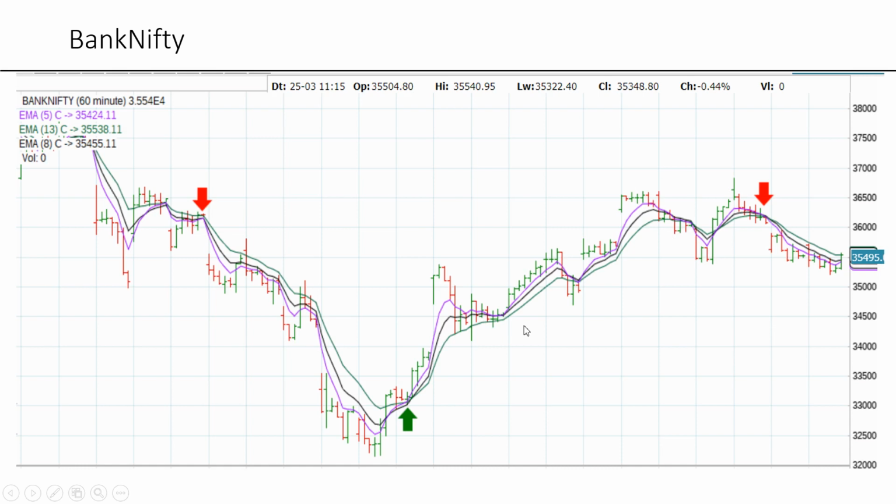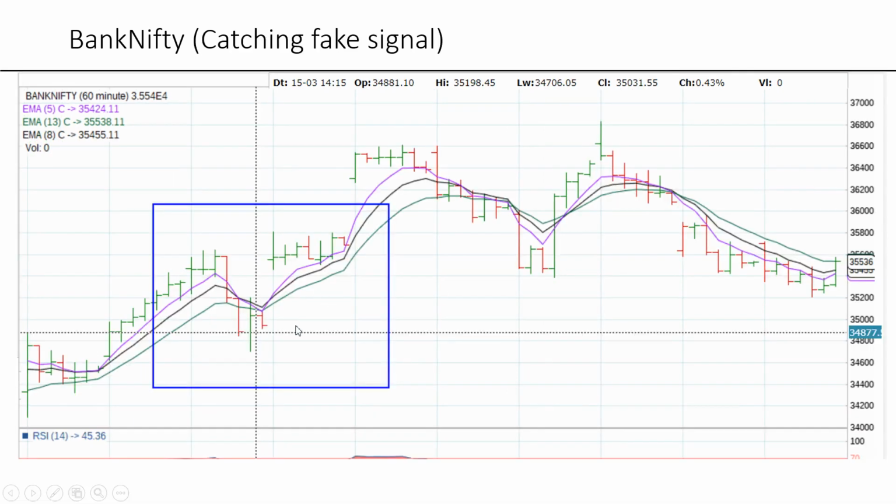Okay, I talked a lot about choppy signals. I'll give you an example of what a choppy signal is. So this is a clear example of a choppy signal. Now you see, when we say buy signal it means 5 is greater than 8 and 8 should be greater than 13, then it's a buy. Same way on the sell side.